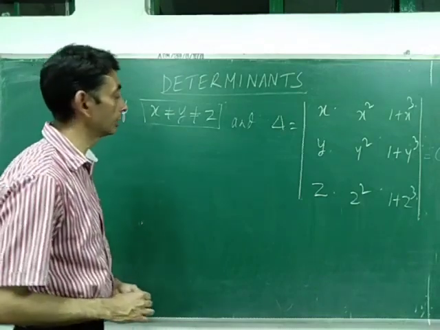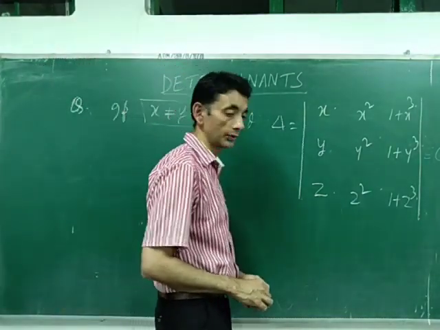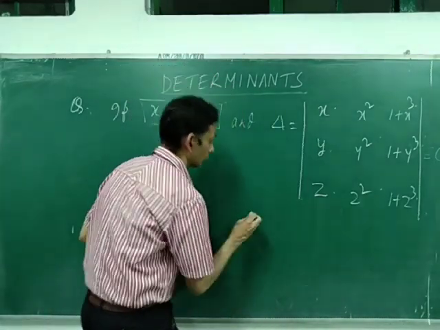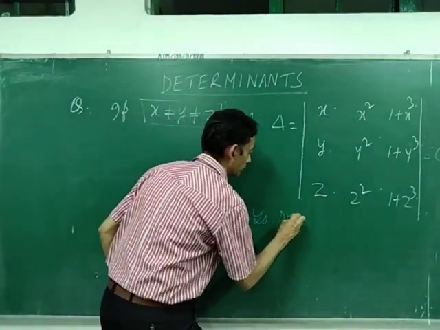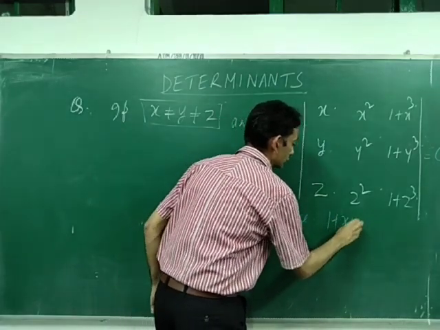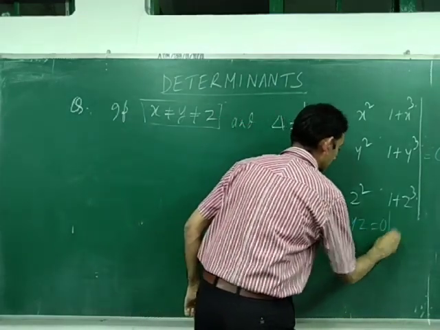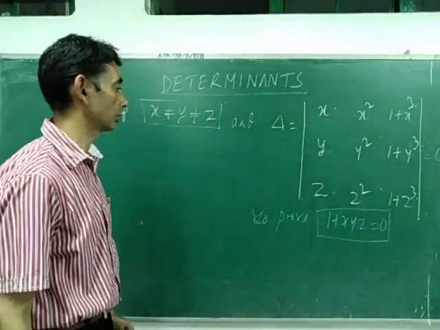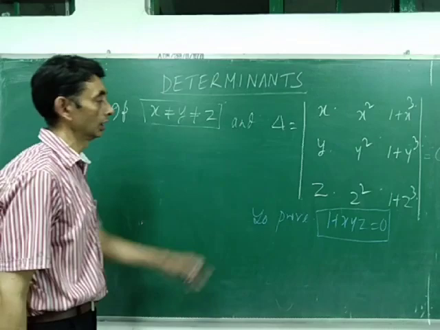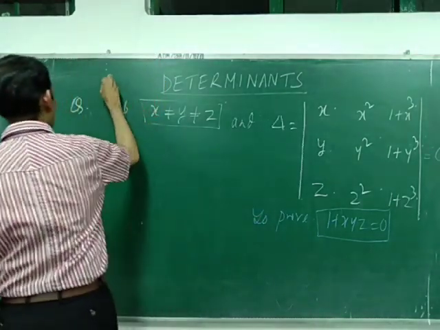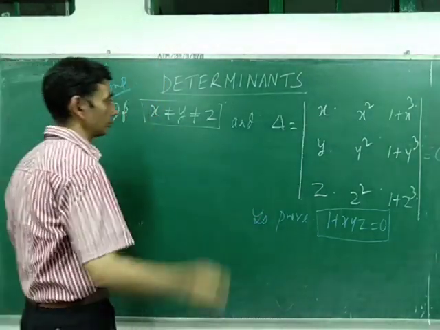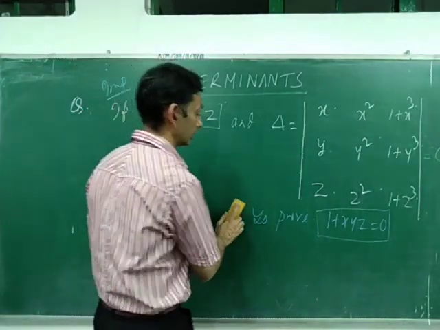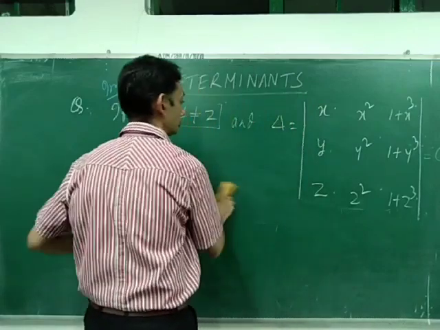Then what we need to prove? Here we need to prove that 1 plus x, y, z is equal to 0. This is our objective. We need to prove that 1 plus x, y, z is equal to 0. This is a very important question. How to solve this question? To solve this, we'll start with the help of the determinant.